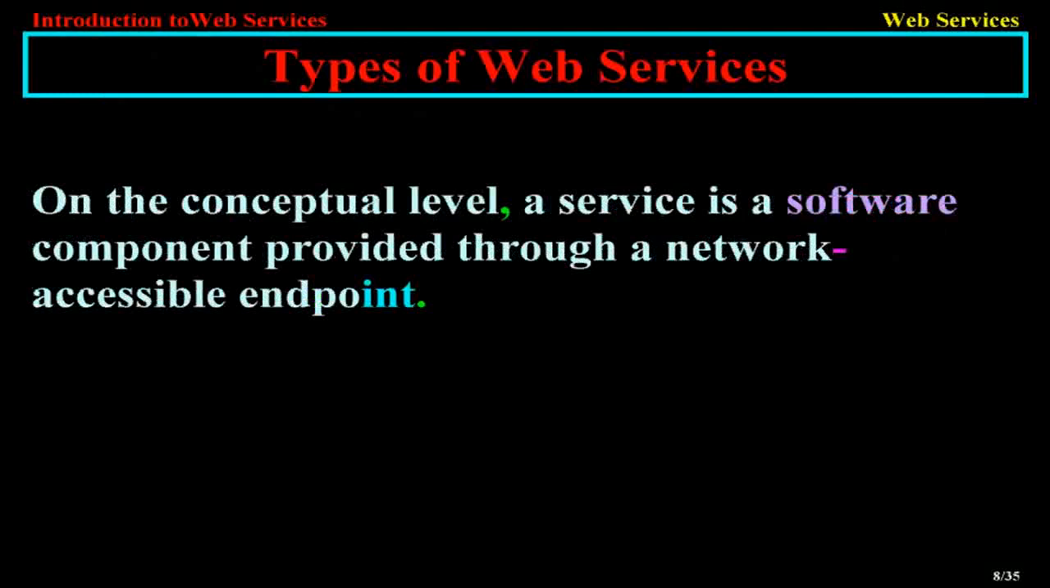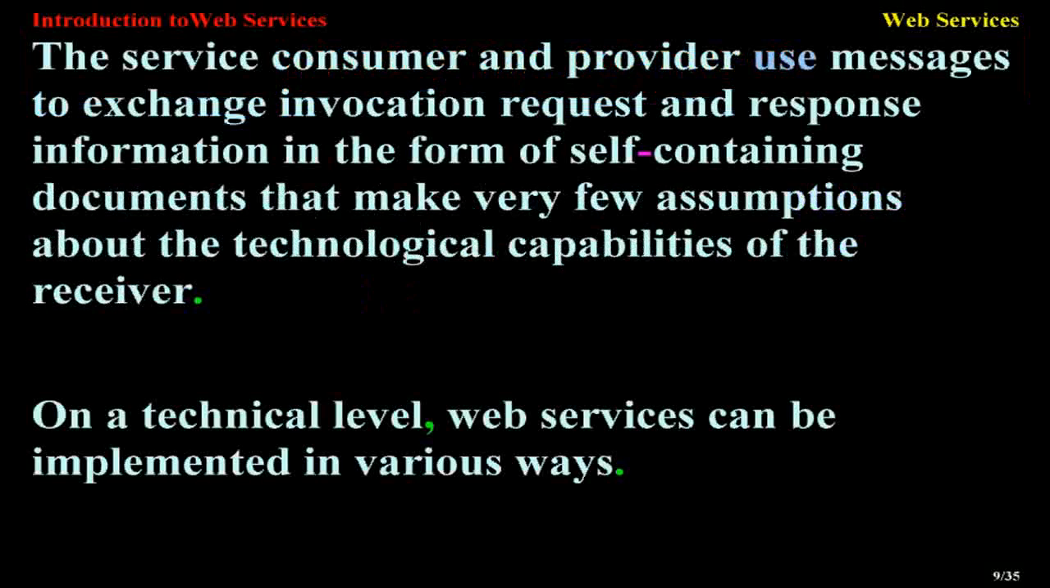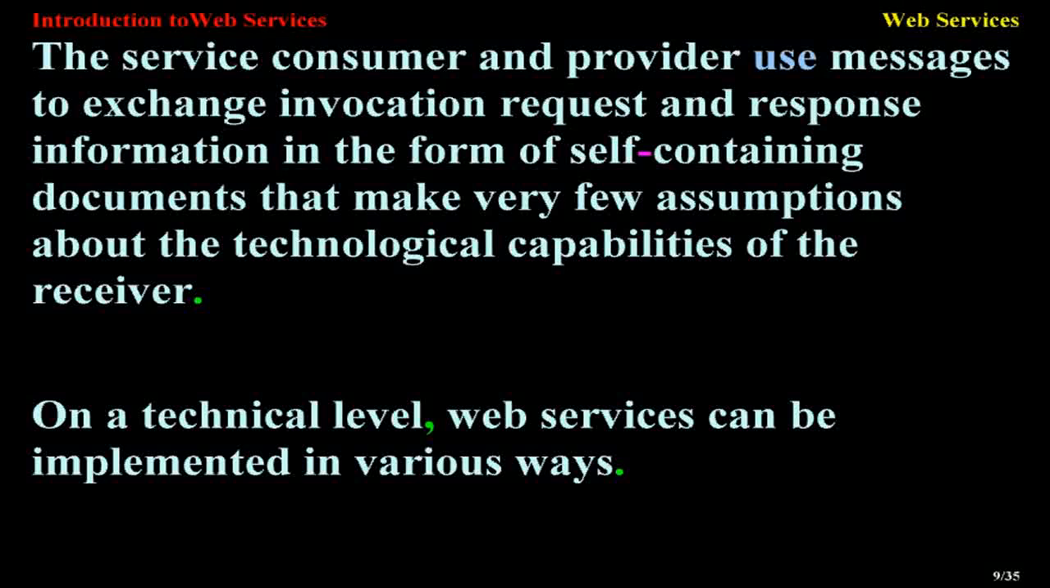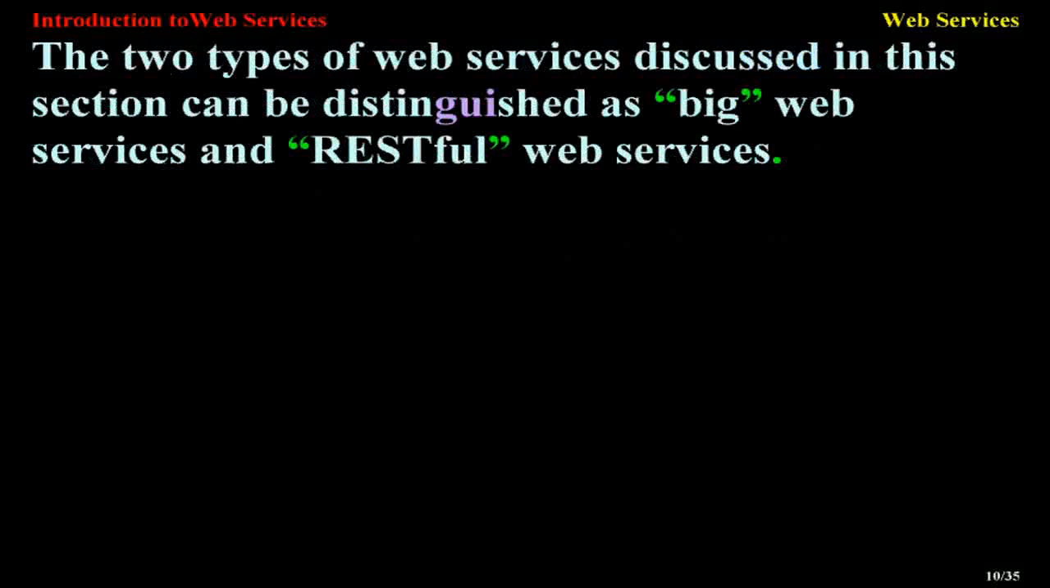Types of web services. On the conceptual level, a service is a software component provided through a network-accessible endpoint. The service consumer and provider use messages to exchange invocation request and response information in the form of self-containing documents that make very few assumptions about the technological capabilities of the receiver. On a technical level, web services can be implemented in various ways. The two types of web services discussed in this section can be distinguished as big web services and RESTful web services.